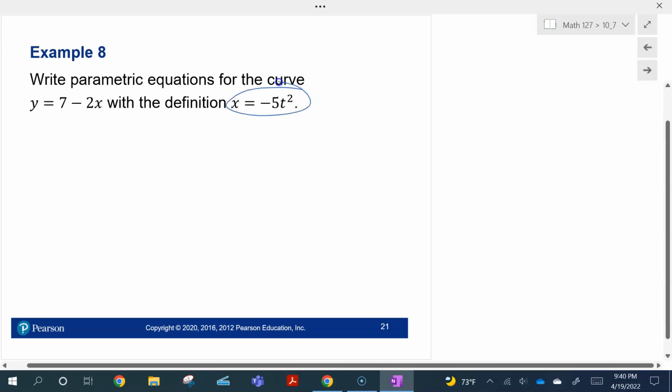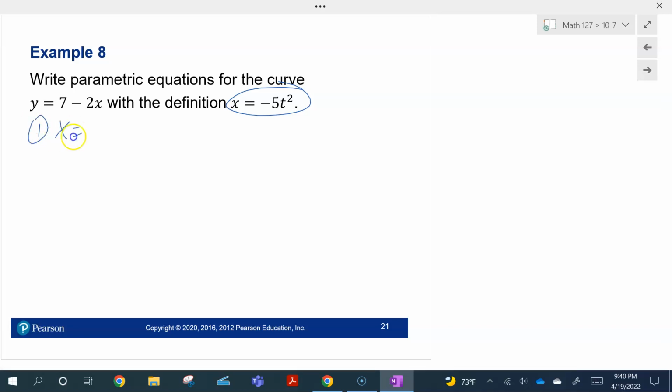How about this last one? We've got example A, before we get into a different type of example. X equals, this time, negative 5t squared. We're going to throw that into y equals 7 minus 2x, y being defined in terms of x. Here's what x is equal to, so by substitution, let's throw that in.